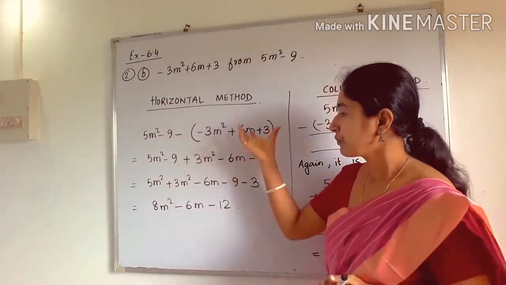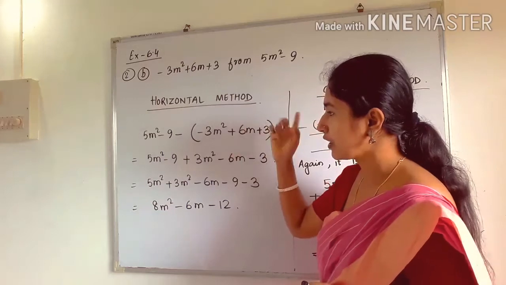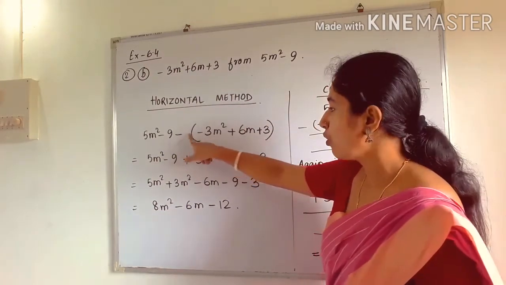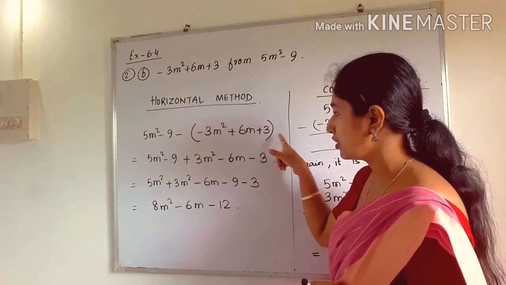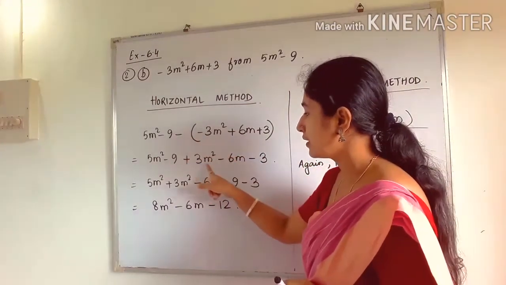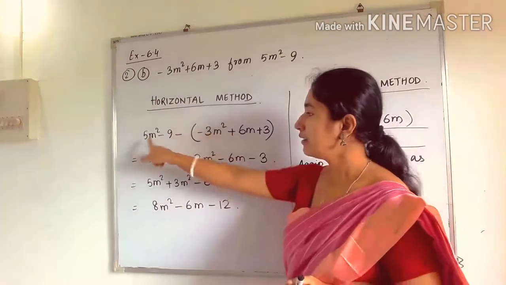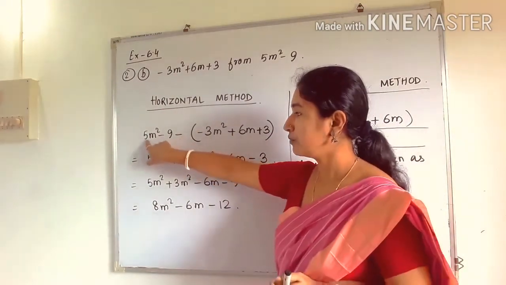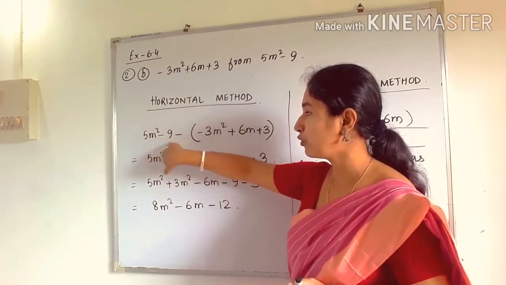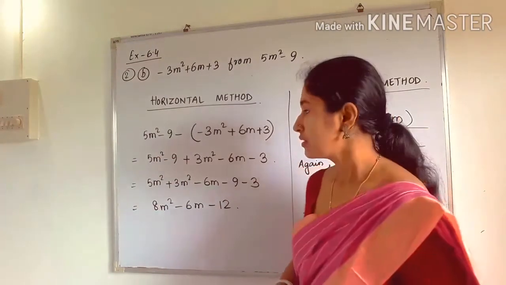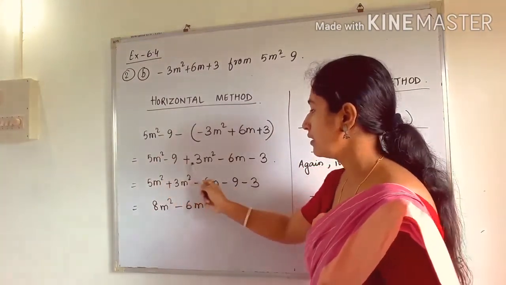So after opening the bracket, what will happen? See, before the bracket we have a minus sign, so all the signs will get changed. So this will be plus 3m square, this will be minus 6m, and this will be minus 3. And the expression before this minus symbol, that is 5m square minus 9, will remain the same. So 5m square minus 9 plus this.